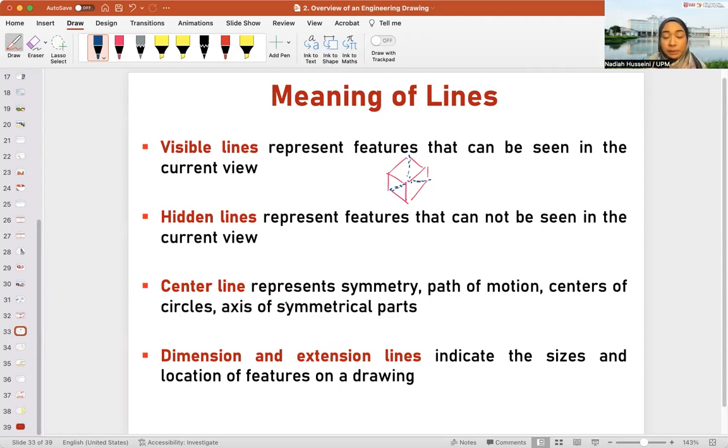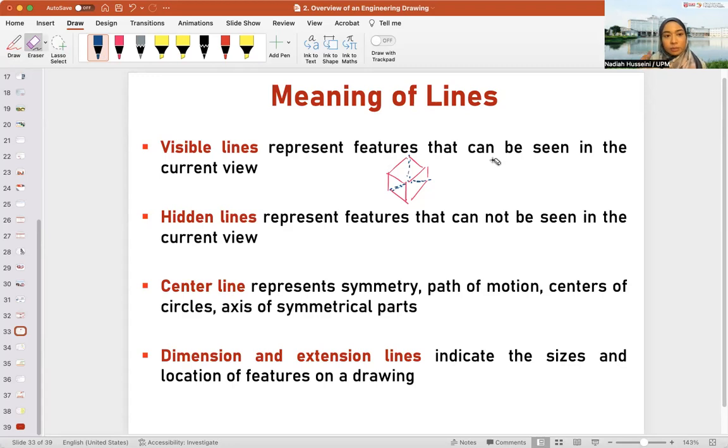I'm going to give you an example later on, not today. Dimension and extension lines indicate the sizes and location of features on a drawing. We saw just now, kita extend line macam tu, and then kita label. This is the dimension and extension line. 8 mm contohnya. Okay.